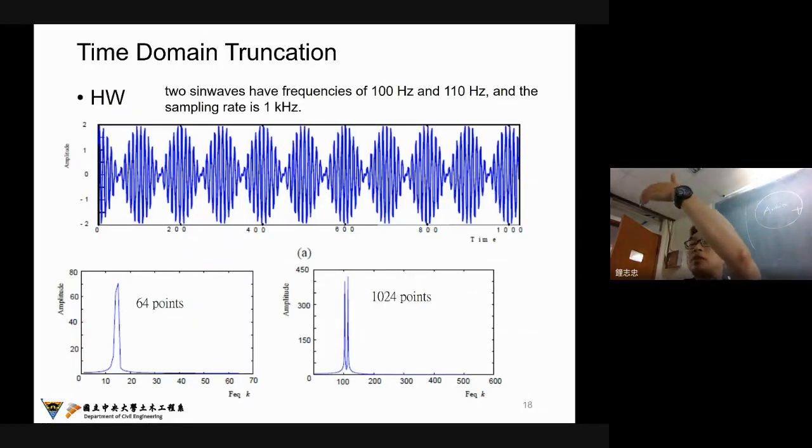So we just demonstrate an example here. Okay, so you can change the different components. I just use the 100 and 110, or maybe you can use the 200 and 210, or something like that.